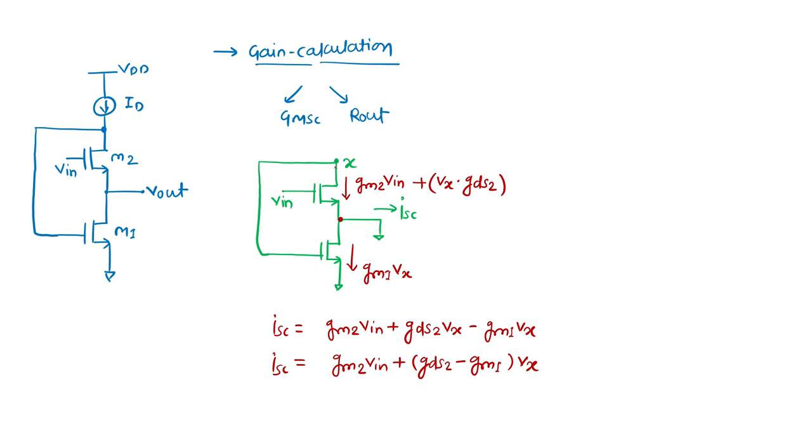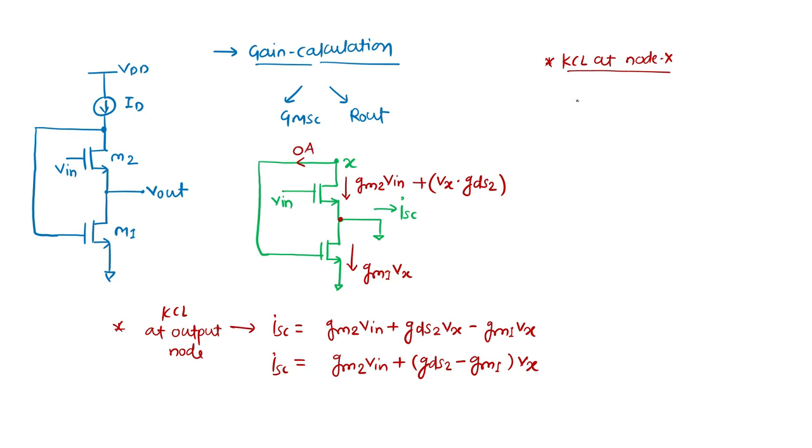Okay. So one KCL we can put at the X node. This equation is coming from the KCL at the output node. Now the other equation will come from KCL at the X node. At the X node, there is no current because the gate is there, so this is 0 amp.